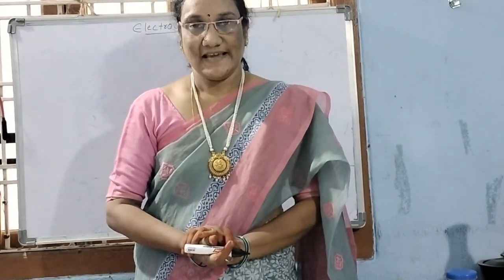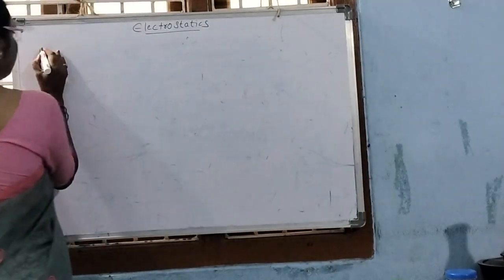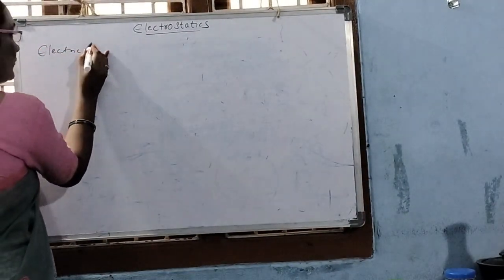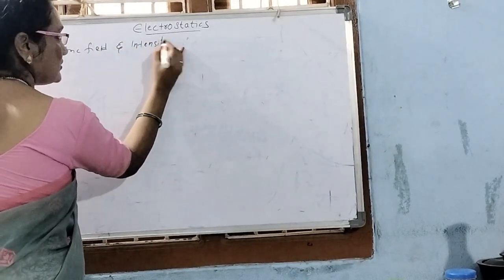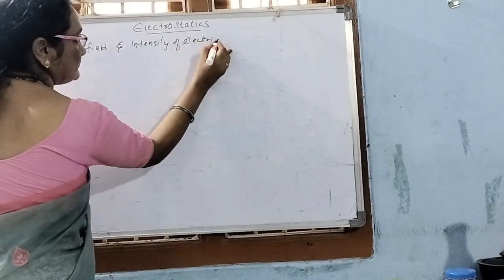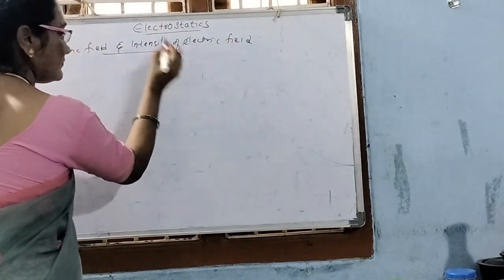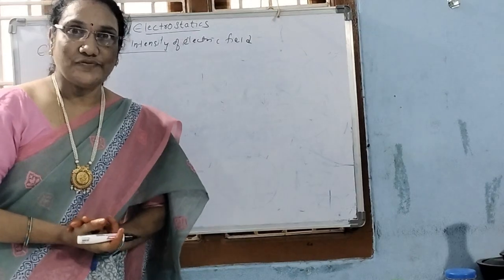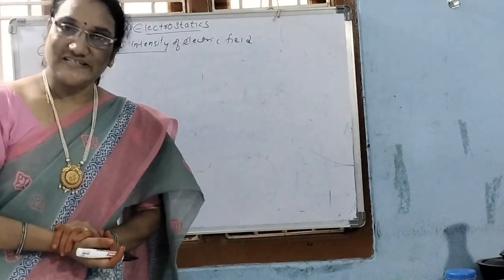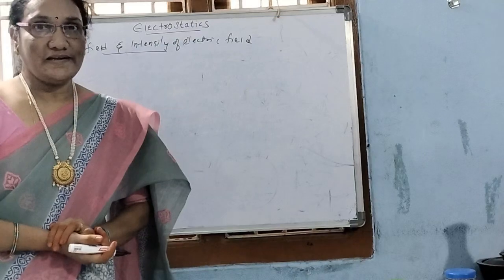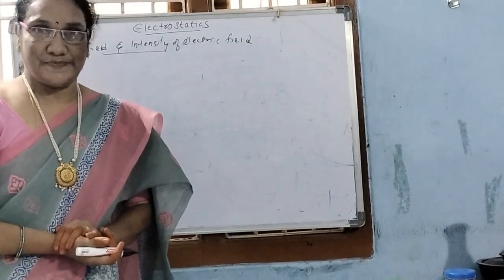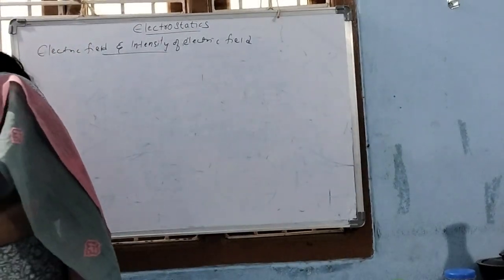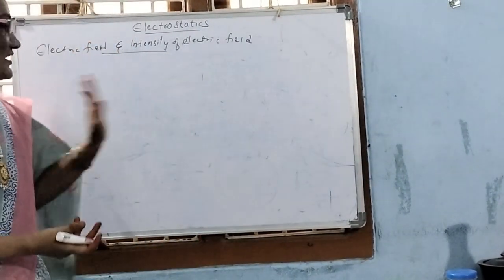So, the first topic in electrostatics is electric field and intensity of electric field. Correct? First, let us know what this electric field is. Then let us go for electric field intensity and its mathematical expression. Alright. Now, here, first, electric field.